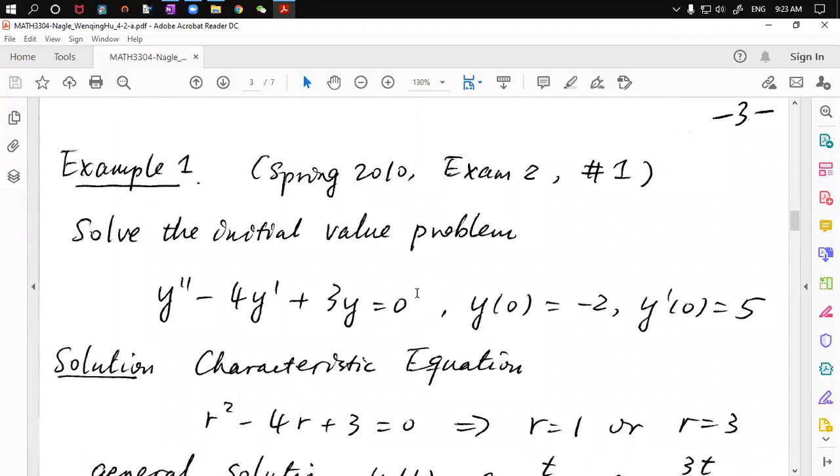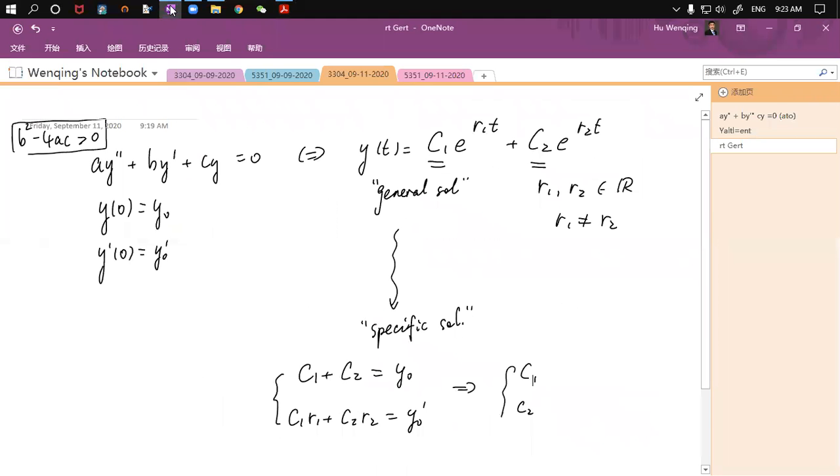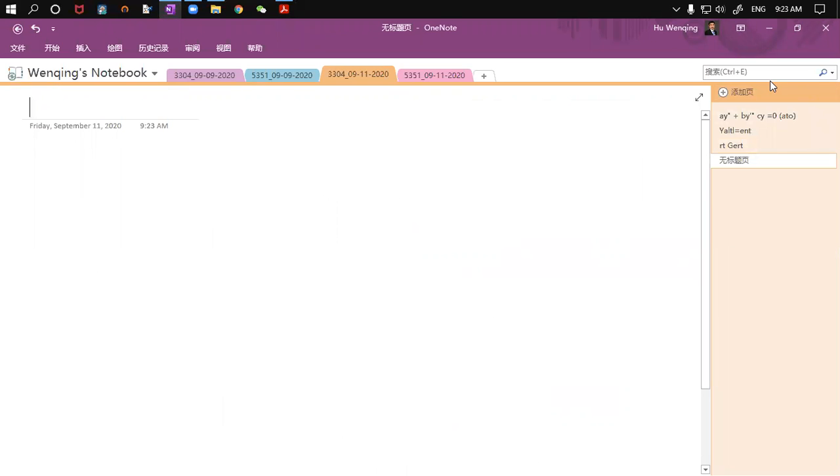Here is a nice example that comes from the spring semester 2010, exam 2, problem number 1. The problem says: can you solve the initial value problem y double prime minus 4y prime plus 3y equal to 0, where y of 0 is minus 2 and y prime of 0 is equal to 5? You want to solve this equation, and this is the standard procedure.